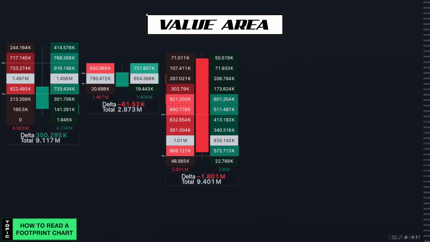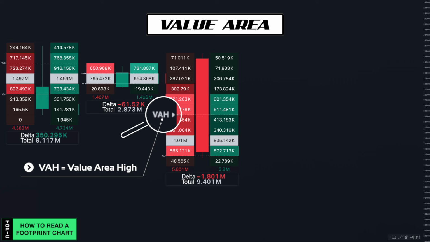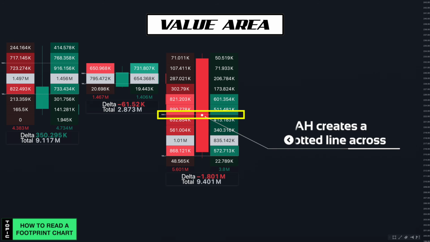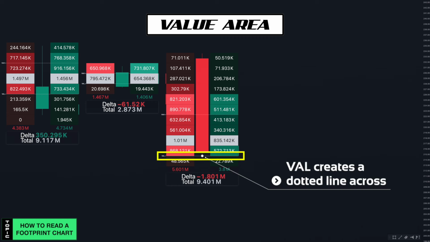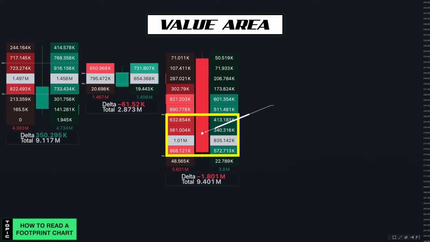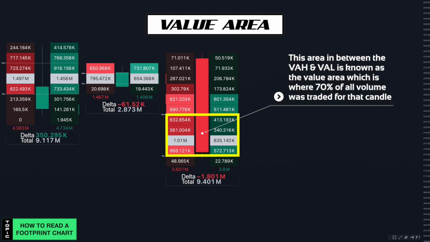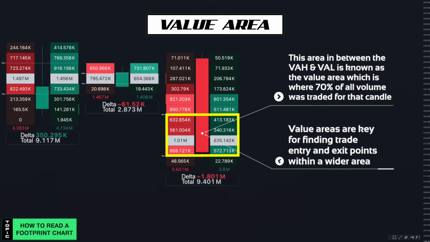Value area. VAH stands for value area high and creates a dotted line across. VAL stands for value area low and creates a dotted line across. This area in between is known as the value area, which is where 70% of all volume was traded for that candlestick. Value areas are key for finding trade entry and exit points within a wider area.